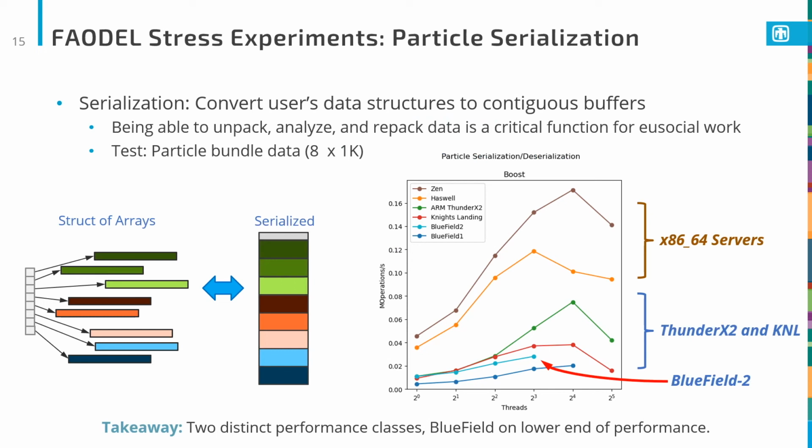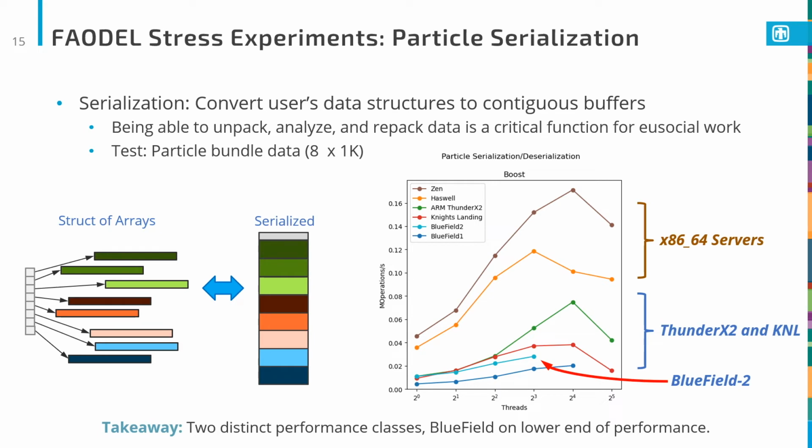The first Feodal Stress test focuses on serialization challenges. Serialization is the process by which we convert a user's in-memory data structures into a contiguous memory buffer so that we can transport the data over the network using efficient RDMA commands. Being able to unpack, analyze, and repack data is a critical function for Eusocial work. While libraries such as Apache Arrow have streamlined this process for tabular data, the HPC community largely serializes unstructured scientific data by hand or through C++ libraries such as Boost or Cereal.